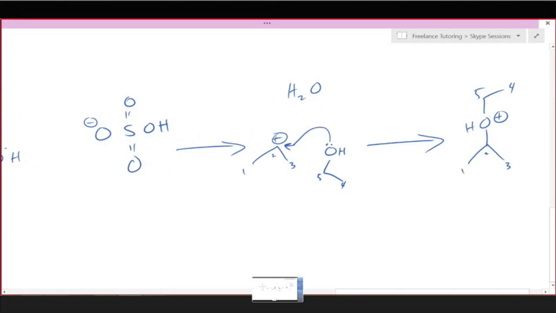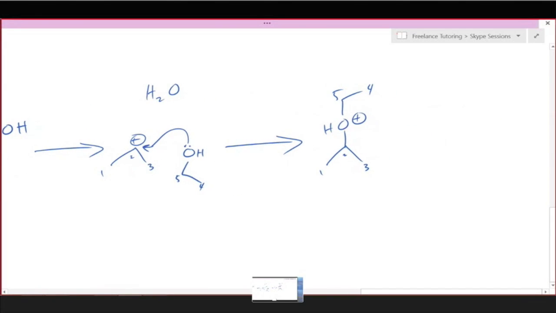Outstanding. Good. Great. So what type of reaction did we just do? Nucleophile, electrophile, or acid-base? Nucleophile, electrophile. Okay, good. Does it look like we're done? No, it doesn't. So what type of reaction do we probably need next?